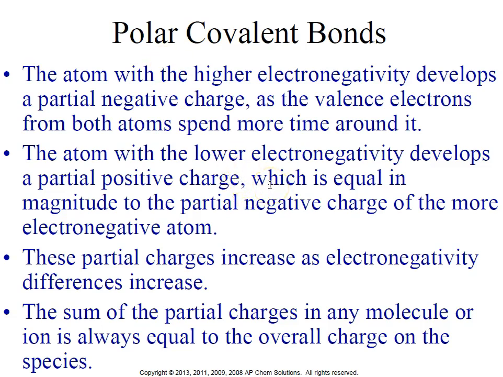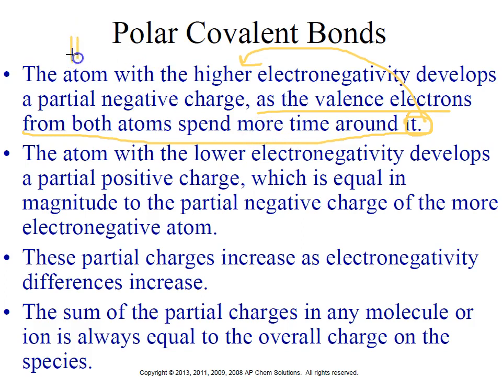All right, what does polar covalent mean? Okay, so this slide goes through a good explanation of that. The atom with the higher electronegativity develops a partial negative charge because the valence electrons from both atoms spend more time around it, and it is the atom with the higher electronegativity.